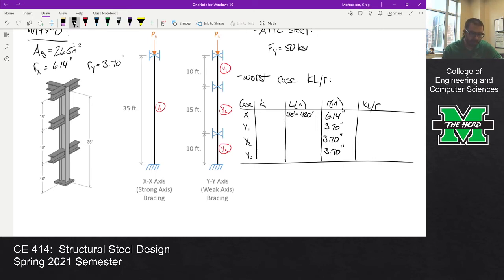So for the y-axis, we've got 10 feet, 15 feet, 10 feet. And so I can do that one because that's pretty easy. 10 times 12 is 120. That's the same thing here. And 15 times 12 is 180, I believe. Yeah. Ooh, that is a headache. Okay. Everybody with me so far? Any questions?